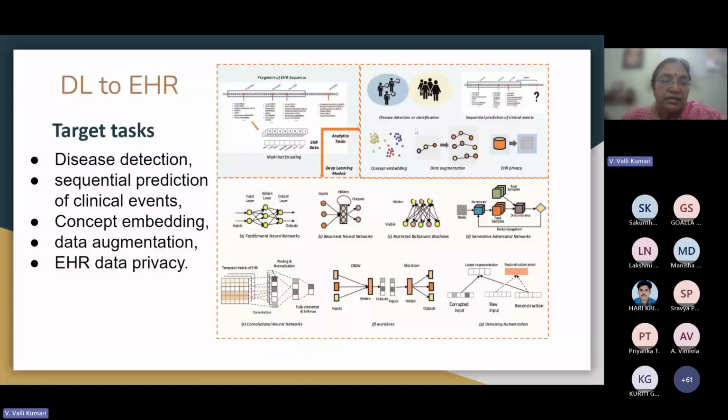Next, you can have data augmentation. Sometimes you may have very limited data, so you may have to go for data augmentation to train your models well. Then one activity could be data privacy, because most of these patients' data is sensitive data. Most of the columns are sensitive, so we have to preserve their privacy. So your neural network model goal could be to preserve the privacy. So these are the different things we can do with EHR data.